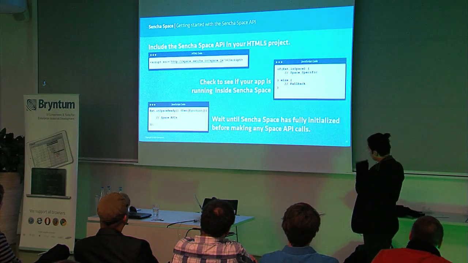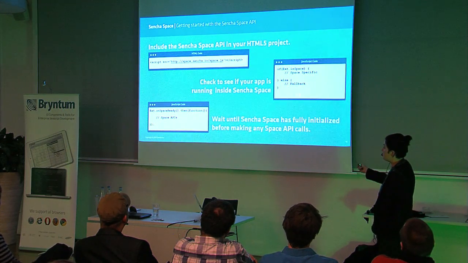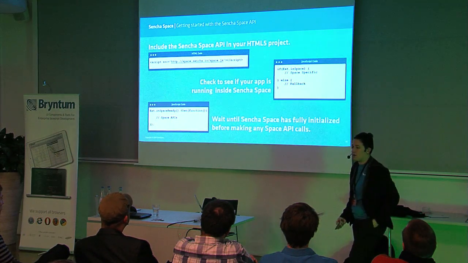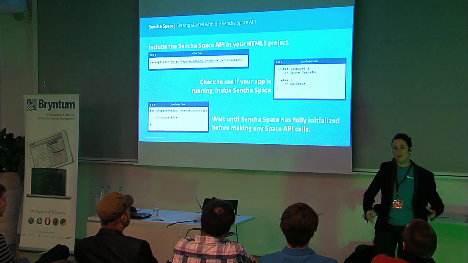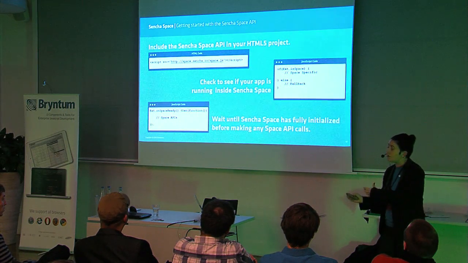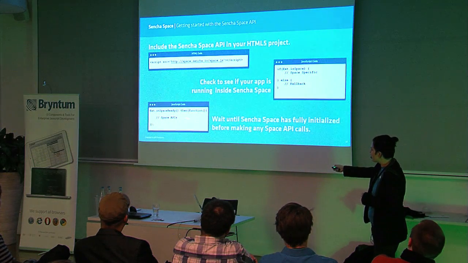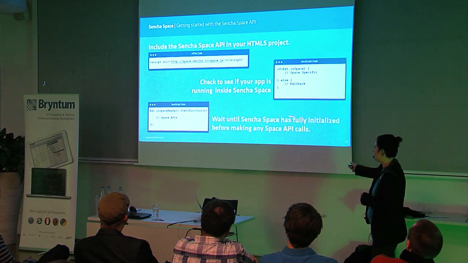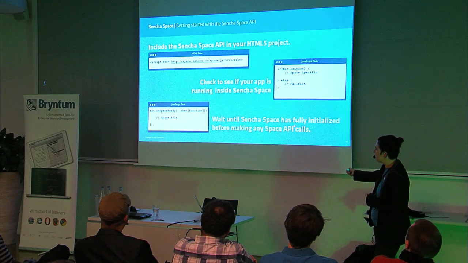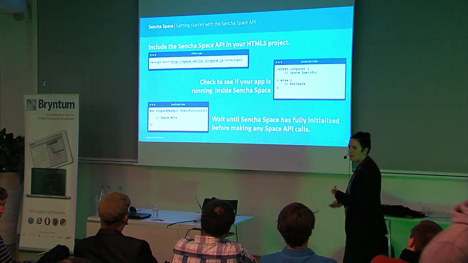And once you have it included, you make a check and see if your app is indeed running in the Sencha Space. Because otherwise you cannot give access to the data. The data is all encrypted and secure. Right? You can only get access to this data in the Sencha Space. So you make that check. There's another check that you can do. You can test and see if the Sencha Space API was indeed fully initialized. And once that's all okay, then you can start making API calls.